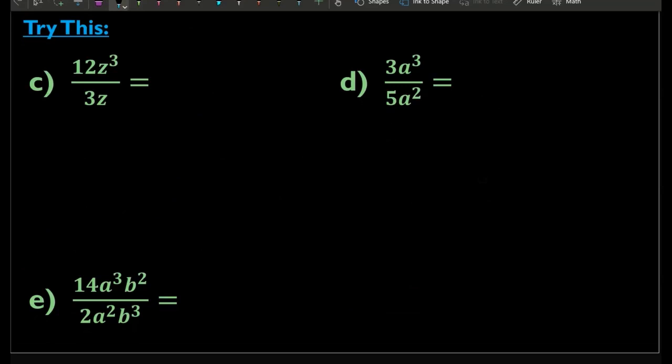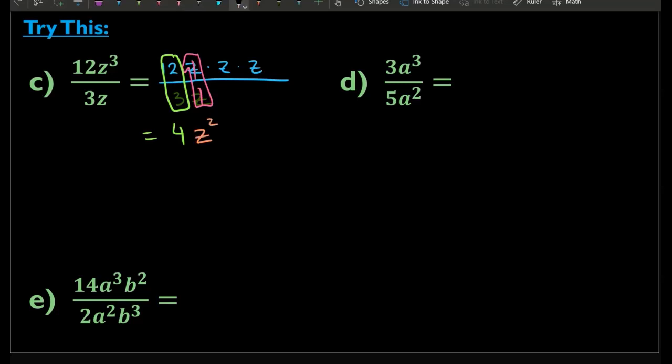So here is our answer. 12 z to the third power over 3z. z to the third power is z times z times z. Alright, so z and z cross each other out. 12 divided by 3 will give me 4. And z times z, 2 z's left, so z squared.